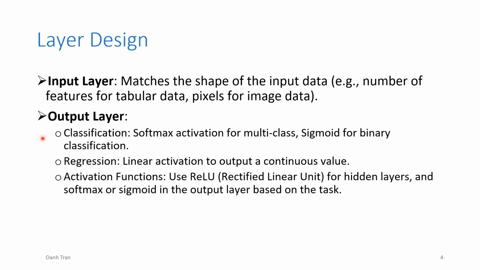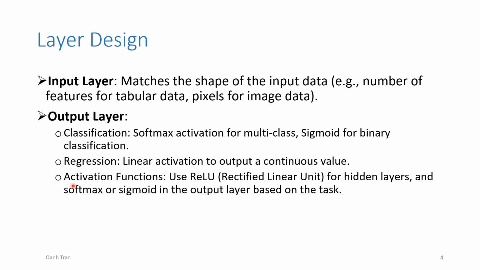The second thing, the output layer, is also a mandatory layer. In the output layer, if you are dealing with a classification task, it's recommended to use the softmax activation for a multi-class classification problem. But if the problem is binary, it's recommended to use sigmoid. And for regression, linear activation to output a continuous value.